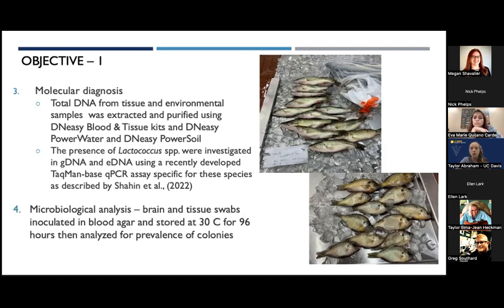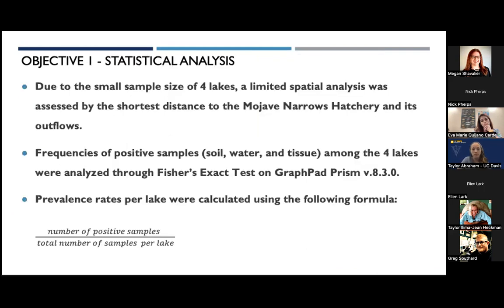We also took swabs of the brain and tissues from each fish, and we inoculated this onto tryptic soy agar supplemented with 5% sheep blood, and then we incubated for 96 hours at 30 degrees for isolation. And we did further catalase testing and gram staining for further isolation and diagnosis. So for our statistical analysis, we looked at the frequencies of positive samples of the soil, water, and tissue among the 4 lakes using a Fisher's exact test. And then we calculated prevalence values per lake using the following formula at the bottom.